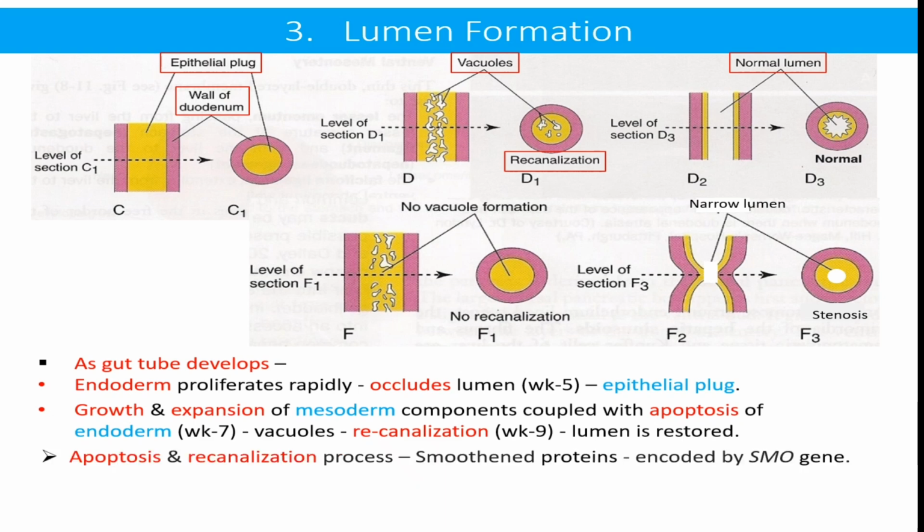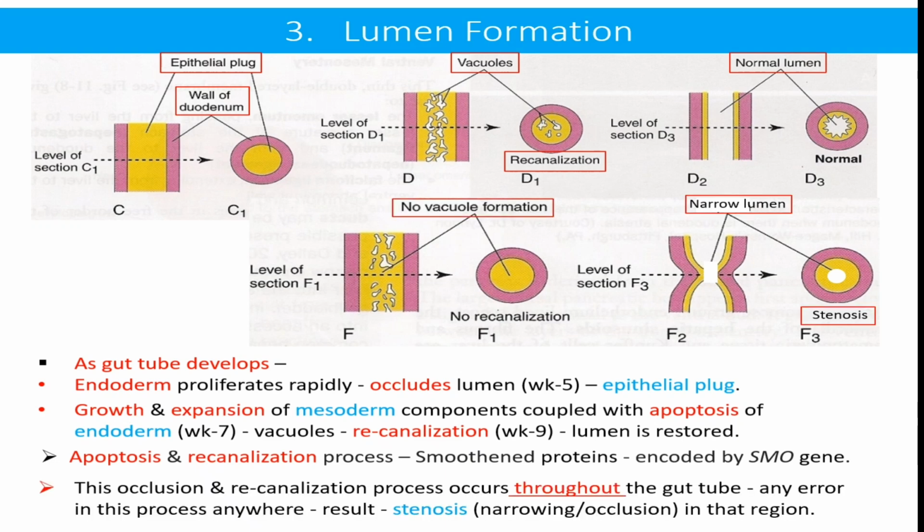Apoptosis and recanalization process is governed by smoothened proteins which are encoded by the SMO gene. This occlusion and recanalization process occurs throughout the gut tube, and any error in this process anywhere along the length of the gut tube can result in stenosis, that is narrowing or occlusion in that very region.